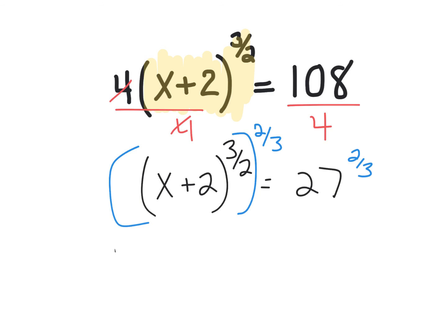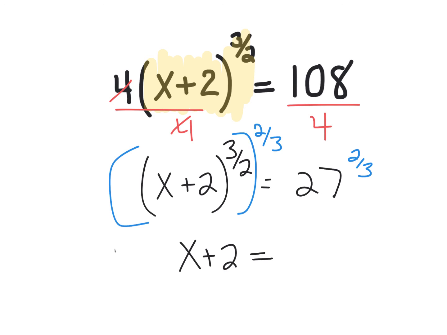Got to do it on both sides. Why do we do that? Well, 3 halves times 2/3 is just 1. So you get x plus 2 on the left. And reminder, that's because power to a power, you keep your base, the x plus 2. You multiply your exponents, so 3 times 2 is 6, 2 times 3 is 6, and 6 over 6 is 1. Hence, just x plus 2.